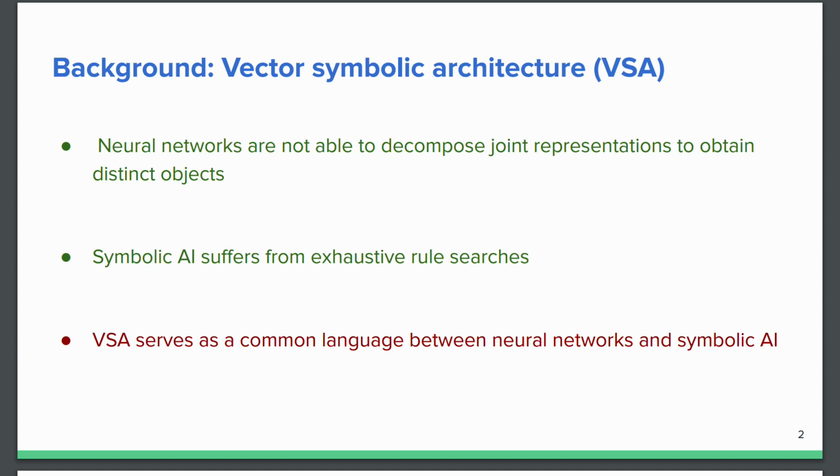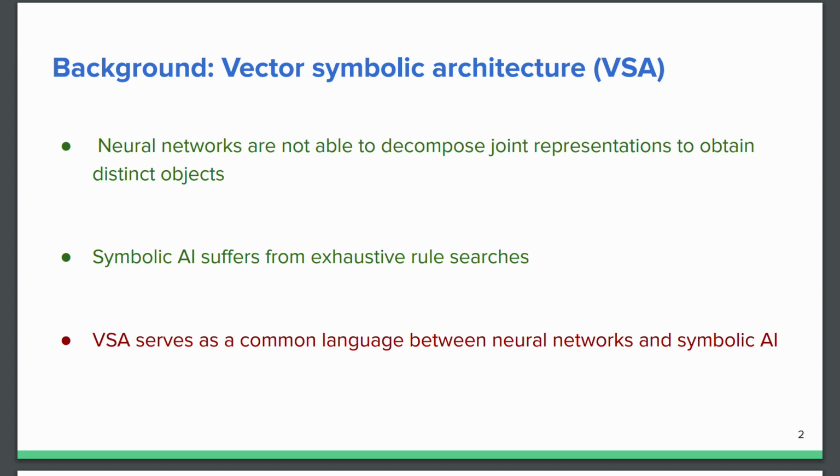It's also called hyperdimensional computing. As we all know, deep neural networks have achieved many remarkable successes in recent years in many areas, such as computer vision and NLP. On the other hand, there is traditional symbolic AI. For deep neural networks, the main focus is to learn a meaningful representation for objects. However, they are not able to decompose joint representations to obtain distinct objects. Namely, they suffer from the binding problem.